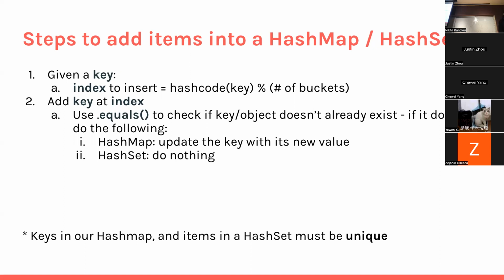The next part is to add the key at the index. So we're going to use .equals to check if the key or object doesn't already exist. And if it does, we're going to do the following. For a hash map, we're going to update the key with its new value, and for a hash set, we do nothing. So the key difference to make note of here is that hash maps allow you to update the key-value pair, whereas in a hash set, once you add something to your bucket, there's nothing that can be used to replace it, except if you remove and then add it, which is a couple extra functions rather than being able to simply replace it.